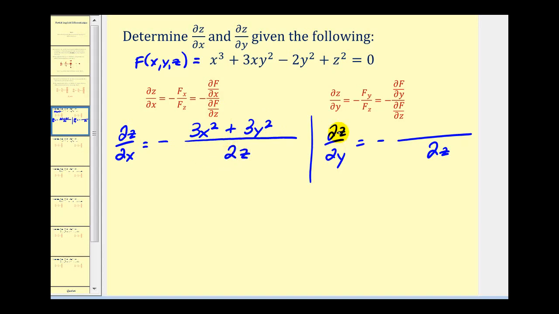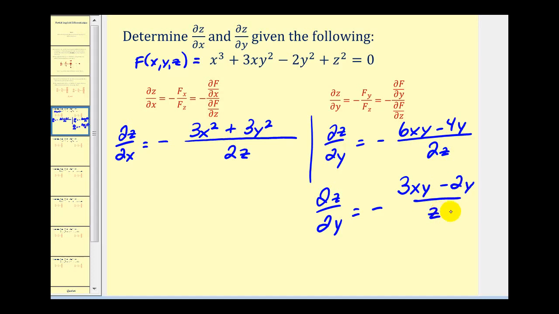Now let's take a look at the partial of z with respect to y. The numerator is the partial of f with respect to y. So we'll treat x and z as constants. This would be 0. This would be 6xy. This would be minus 4y. And this would be 0. Now this fraction here does simplify. It has a common factor of 2. So the partial of z with respect to y, if we factored out the 2, we'd have negative, this would be 3xy minus 2y all over z.